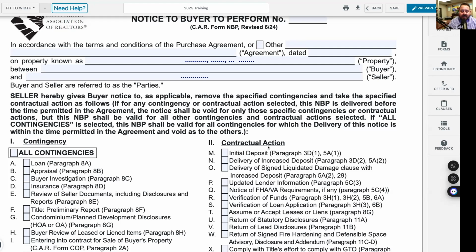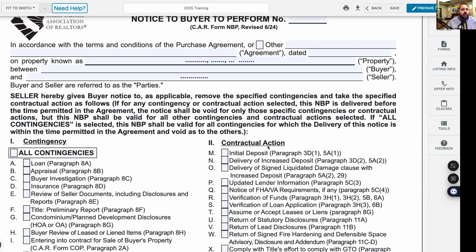So yes, if there's anything that you read in a contract that has a very specific amount of time for a buyer or seller to do something, then that constitutes the need for a notice to buyer to perform or a notice to seller to perform if they don't.